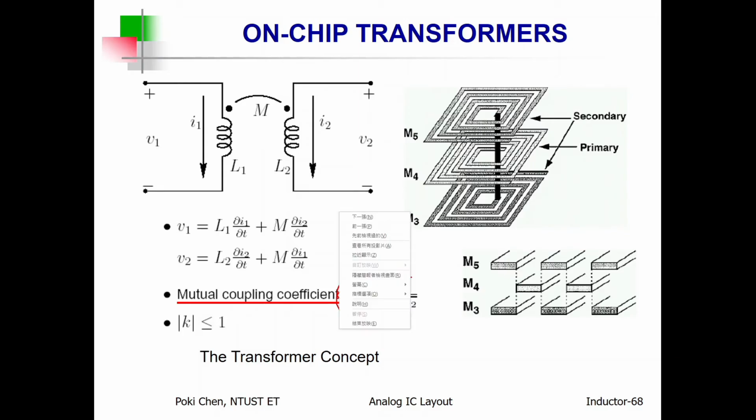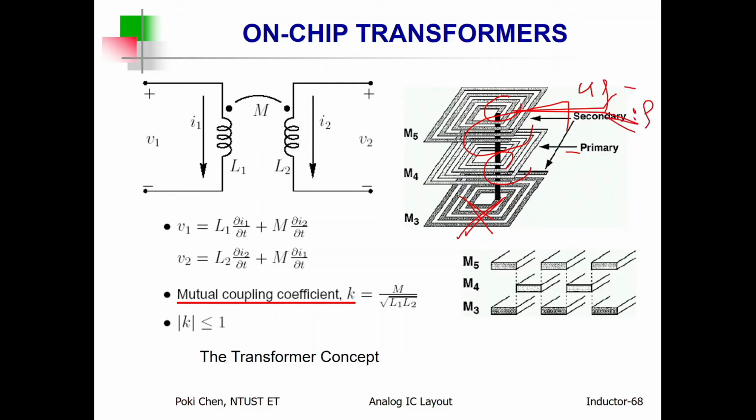Okay, so my recommendation is what? Only one layer will be good enough. Primary here, secondary there, good enough. We don't need the third layer. Even in this way, k can be maybe close to 0.8 to 0.9. I think that is good enough.